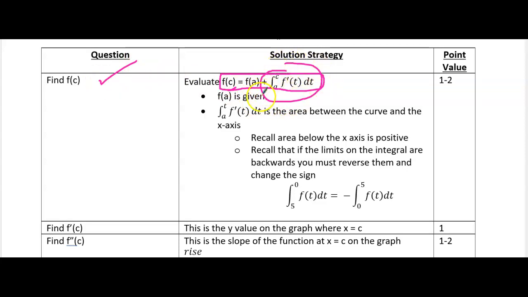The integral portion can be found by finding the area between the curve and the x-axis. Want to remember some other important details, like the area below the x-axis is negative. I should say negative. I'll try to remember to fix that on your guys' copy. And area above is positive. You may also want to recall that if the limits on your integral are backwards, you need to reverse them and change the sign. So for instance, if you have 5 on the bottom and 0 on top, we're going to reverse it and put a negative on the top. Typically, these questions are worth 1 to 2 points depending on how hard it is. So that's what we'll be looking at. So let's go ahead and take a look at one of these types of questions.